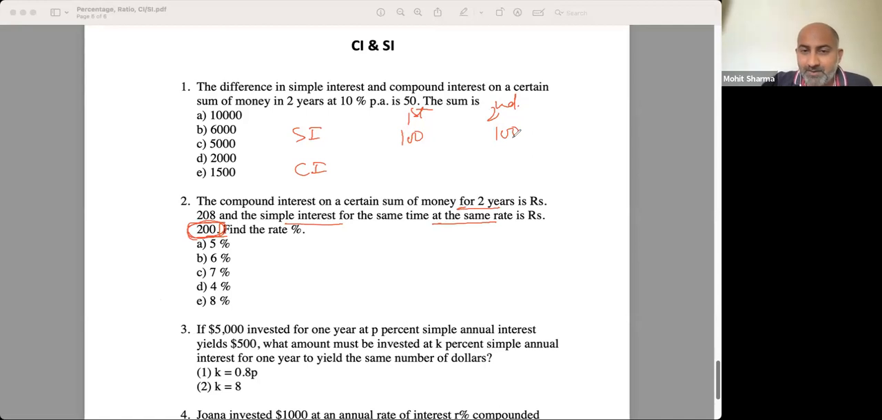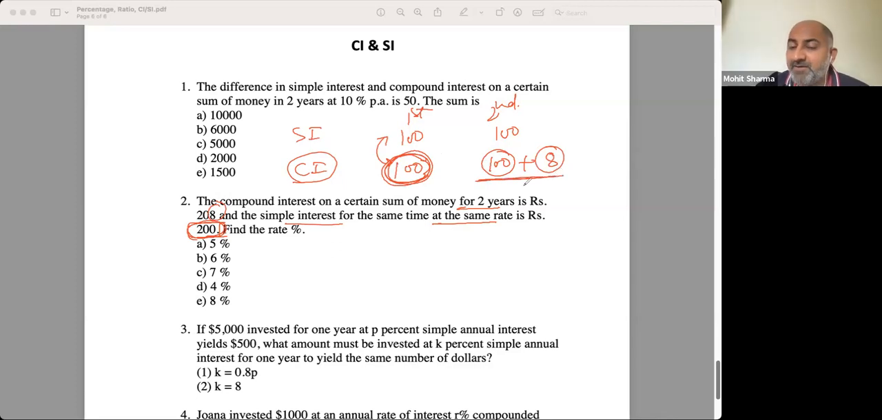Okay. Now in compound interest for the first year, it's going to be 100. It's going to be the same in the first year. In the second year, the interest would be calculated on the sum, so that part would be 100, plus interest would be calculated on the interest that I earned in the first year, which is 8 rupees. The difference would be created only in the second year. So 8 is the difference.